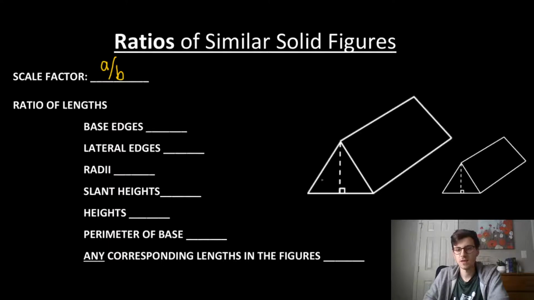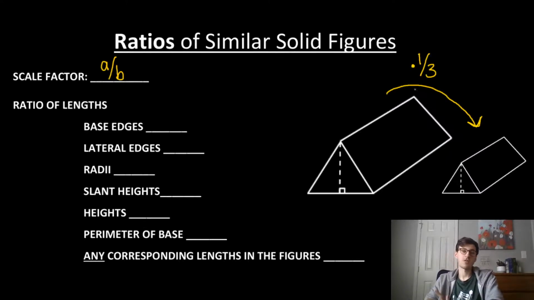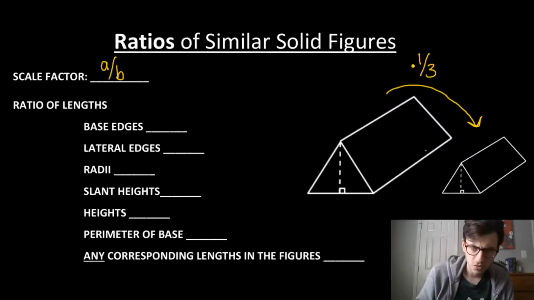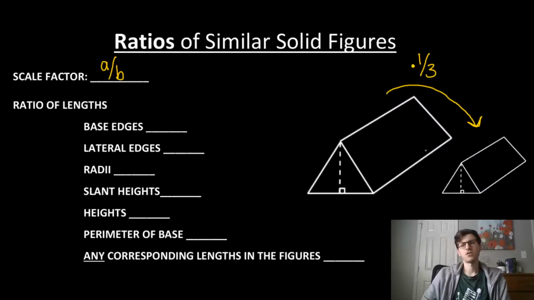If I were to say that from this prism to this prism, if this is 3 times bigger than this, the scale factor would be 1/3, right? That's our scale factor, whatever we multiply this by to get to this. But what does it mean for a three-dimensional figure to have a scale factor of 1/3? Does that mean that the volume is 3 times larger? Does that mean that the surface area is 3 times larger?